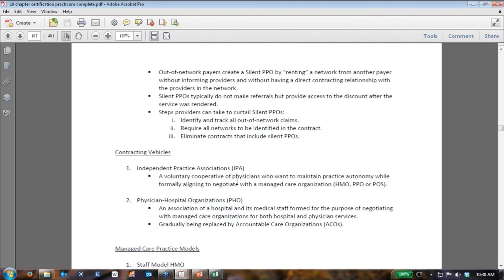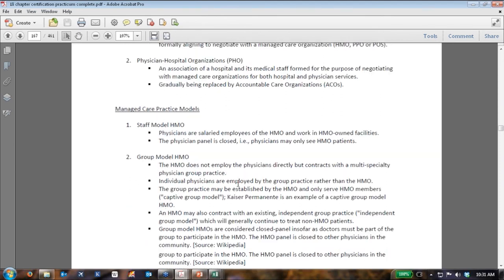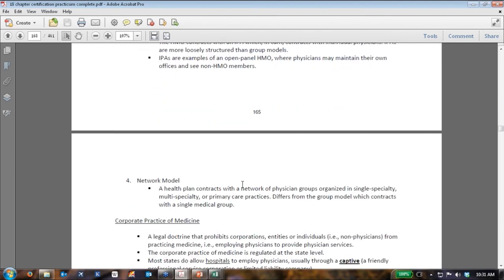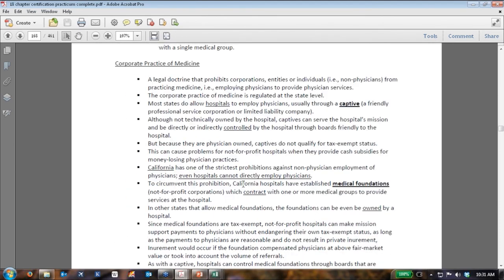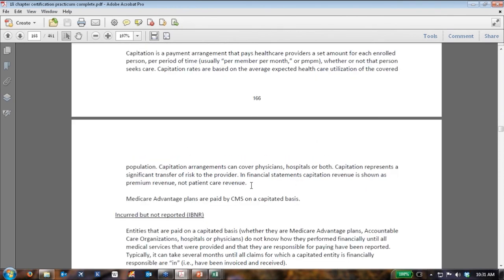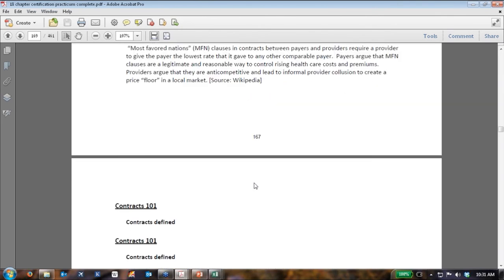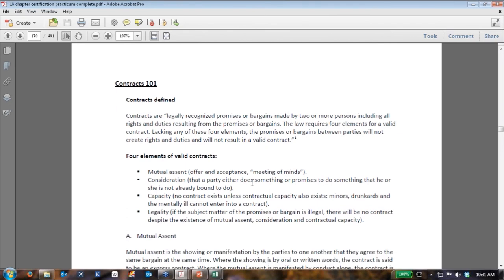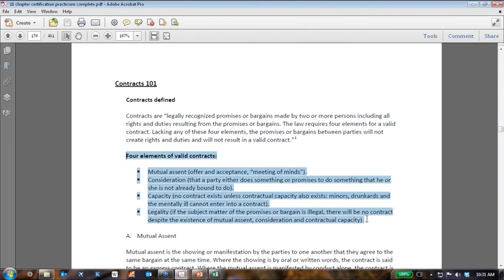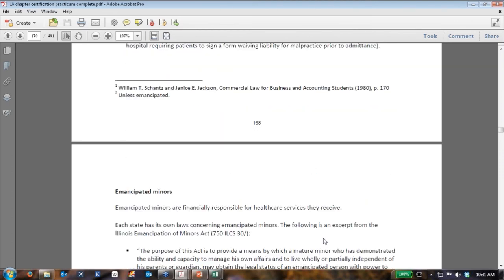Just very quickly scrolling through this, and practice models. So that's worth learning. And I'm still scrolling here, sorry about this. And then when it comes here, just generally about contracts. You will remember this from your business law classes. What are the four elements of a valid contract? And then how does this stuff apply to healthcare?